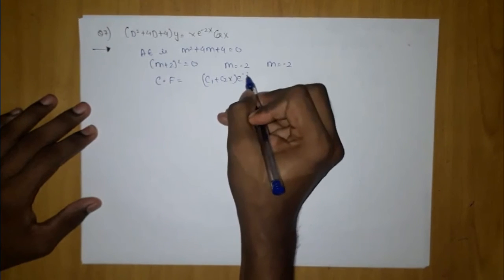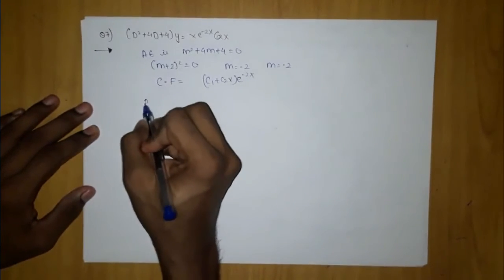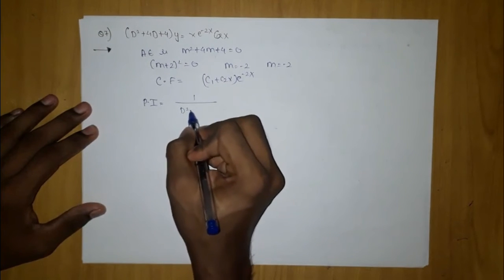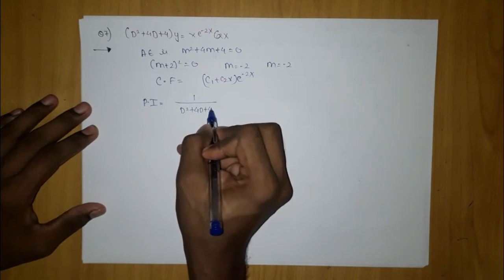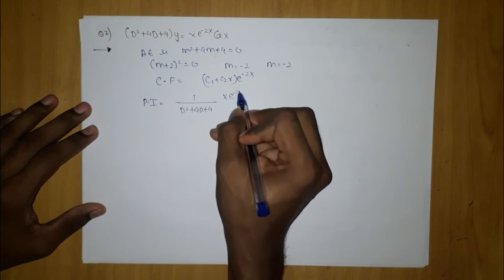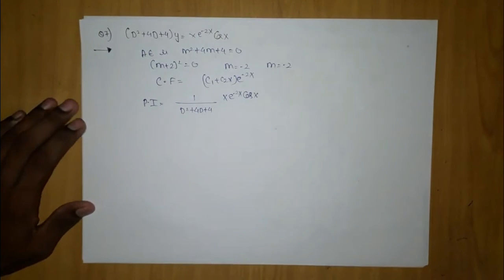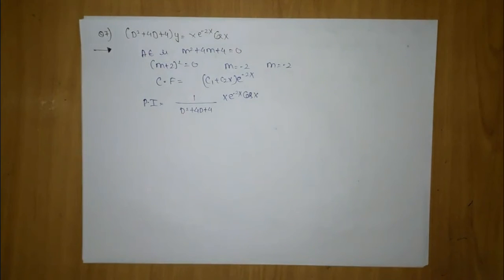(c1 + c2 x) e^(-2x). Now the particular integral is nothing but 1/(D² + 4D + 4) into x e^(-2x) cos x. I have told you, whenever such a thing appears, or sin or cos power is high, you have to first reduce the sin x power, then multiply it, and then simplify.